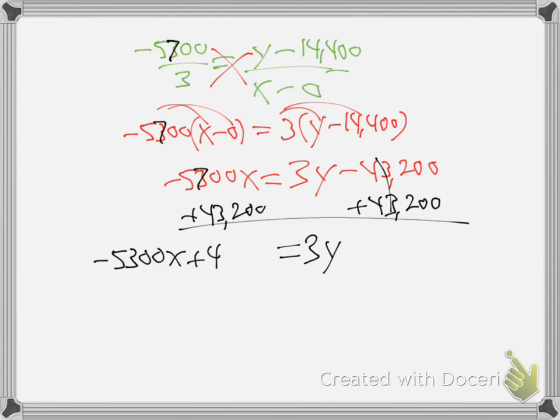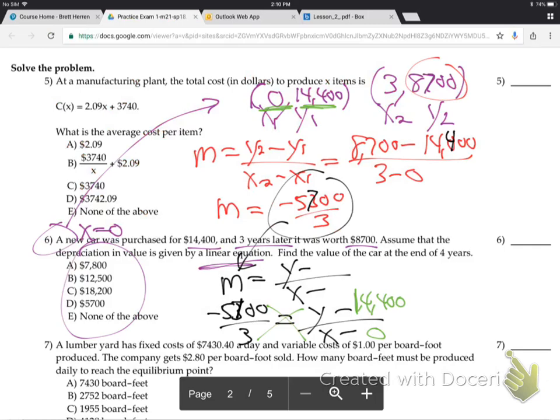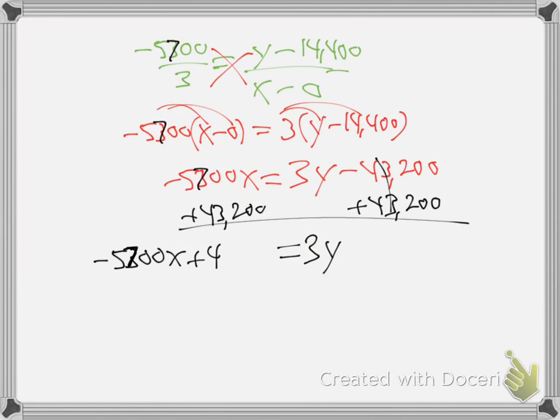Bring it down here. Yeah, good. Thank you. And then add the 14,400. I have it right now, right? Yeah. Okay. So now add that 43,200. We get to there, and divide by the 3. Hopefully that's a nice number.